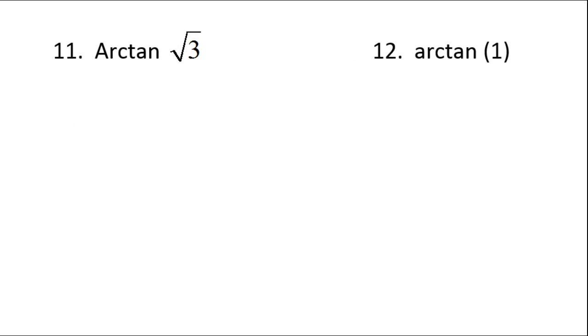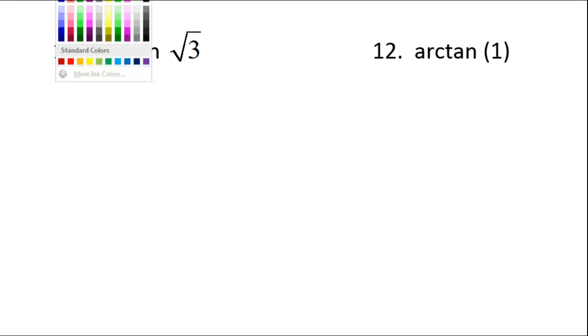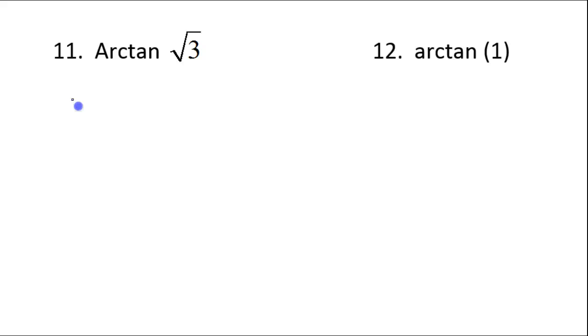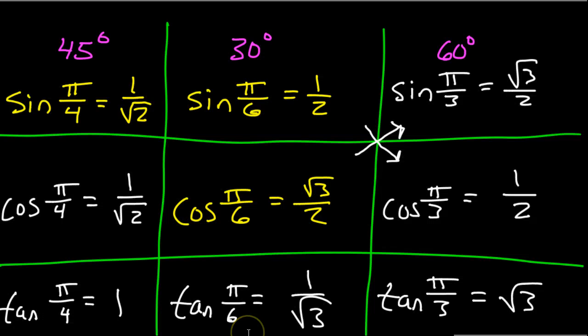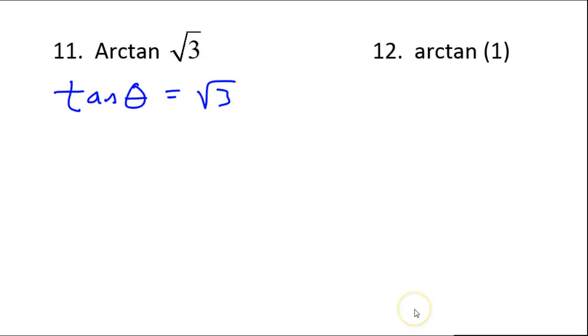Let's look at number 11. Arctangent. So this is asking us the question, tangent of what angle is equal to radical 3? Let's look at your scratch paper. Here's radical 3. Tangent of pi over 3 is radical 3. So that gives us the reference angle. So our reference angle is pi over 3.